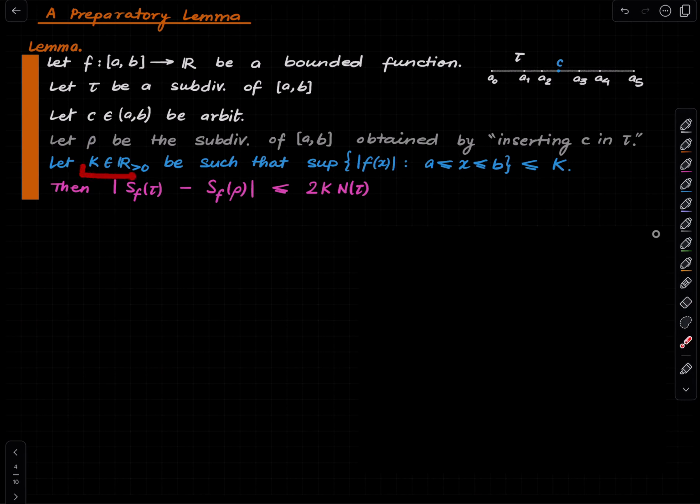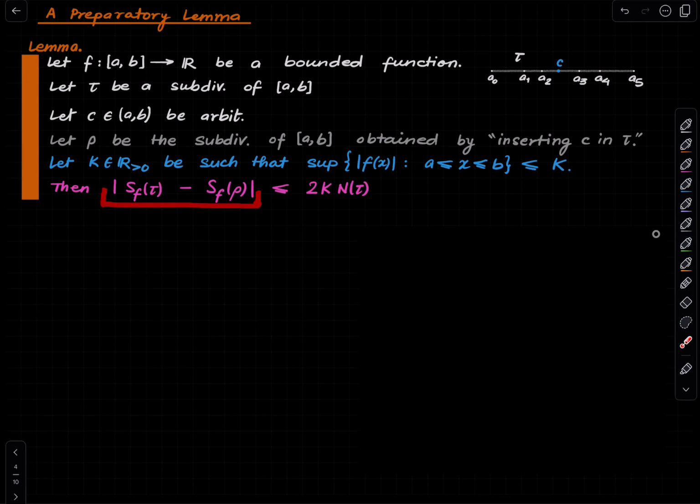And suppose k is the supremum, what did I say? K is a bound on all the values, or all the range of values that f can take. So you take the absolute value of f and take the supremum over all possible values coming from the domain. Suppose k is a bound. Since f is a bounded function, you can always find such a k.